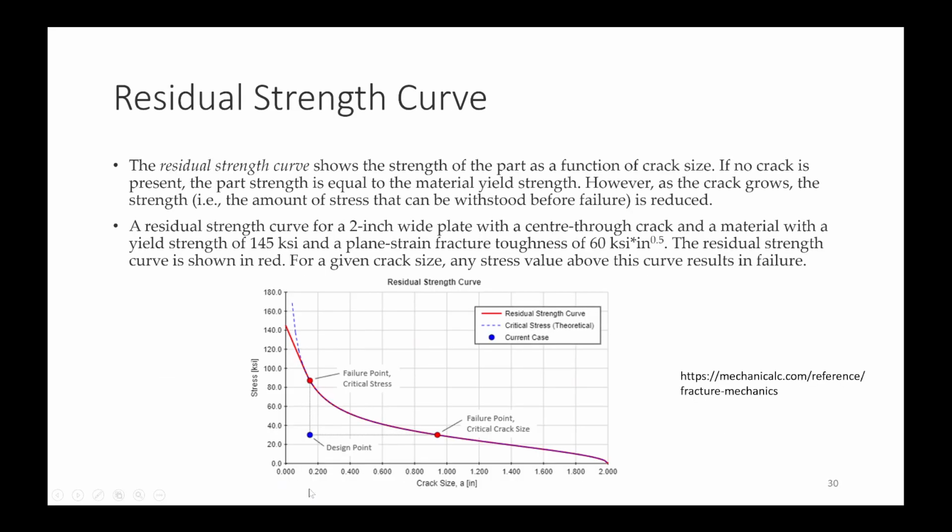Now, this is the residual strength curve. The residual strength curve shows the strength of a part as a function of crack size. If no crack is present, the part strength is equal to the material yield strength. However, as the crack grows, the amount of stress that a material can withstand before failure is reduced. This is given for a particular geometric plate and for a particular applied stress. As we keep on increasing the crack length, the strength of material keeps on decreasing.